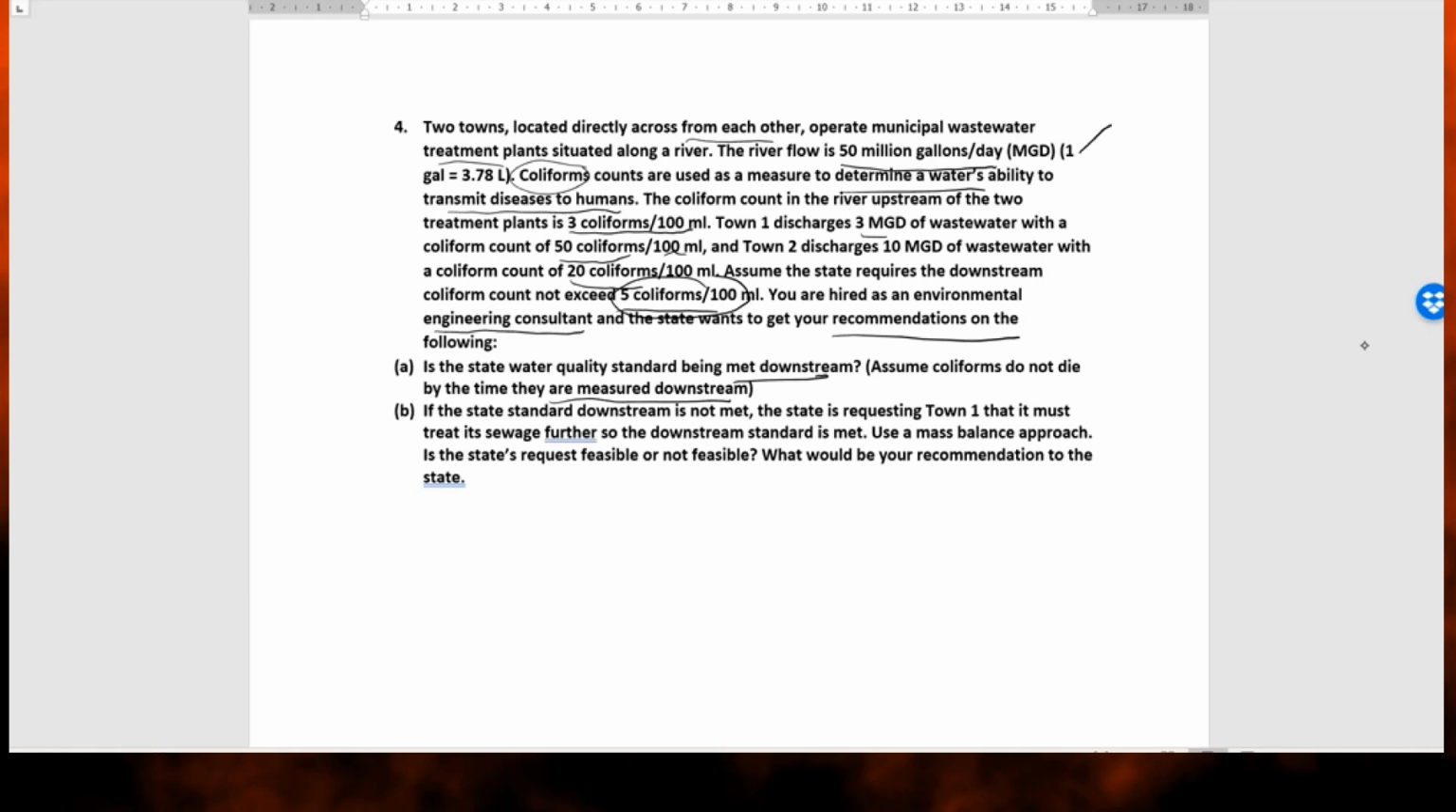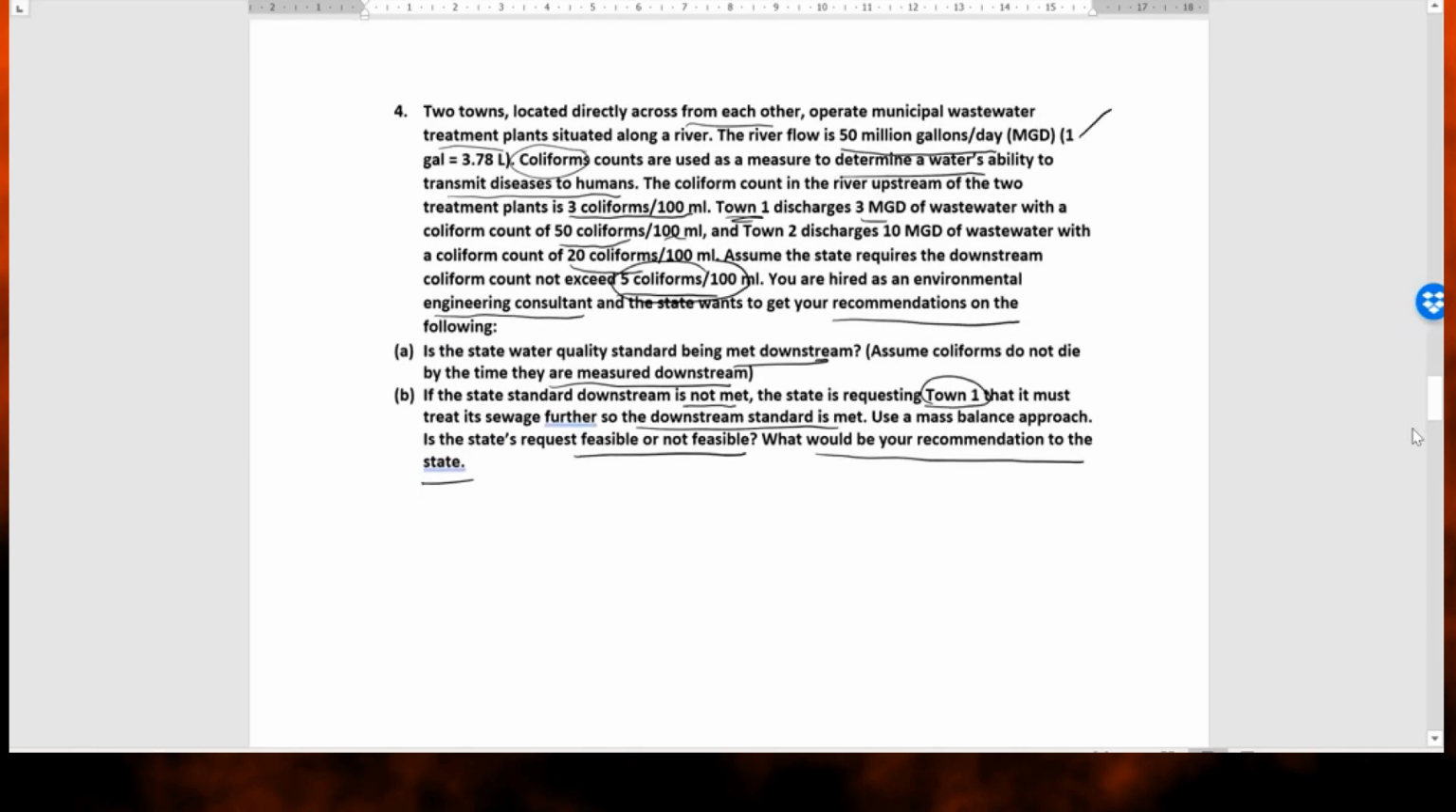If the state standard downstream is not met, the state is requesting that Town 1, which is here, must treat its sewage further so the downstream standard is met. Use a mass balance approach. Is the state's request feasible or not feasible? Is it possible or not? What would be your recommendation to the state? All right, so two questions. I think it's a very good scenario here, so let's try to look for the solution now.